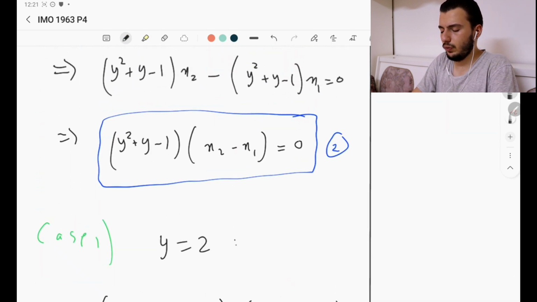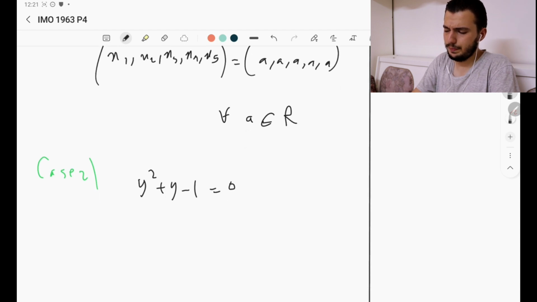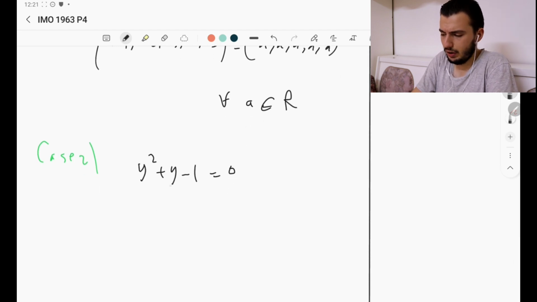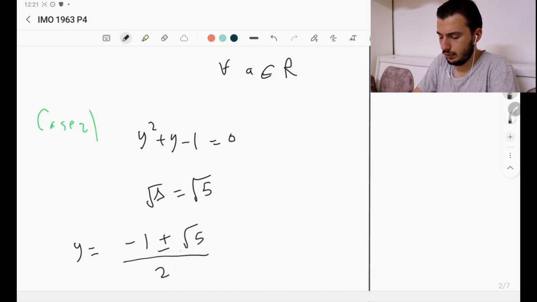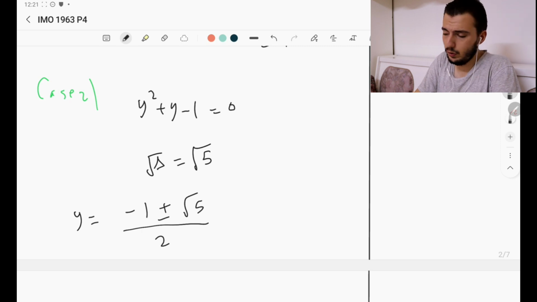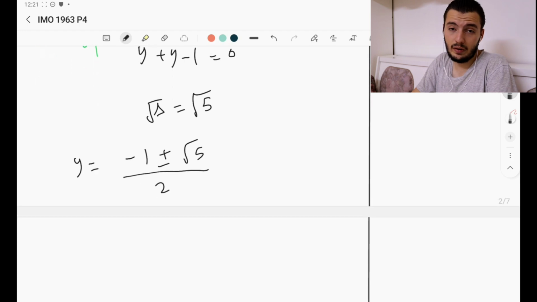Alright, we can simply solve y squared plus y minus 1 equals 0. It is easy stuff, delta is simply 1 plus 4, so 5, so root delta is root 5. So y equals minus 1 plus minus root 5, over 2. Okay, so in this case we found the value of y, and as we said, now we don't have any other conditions.